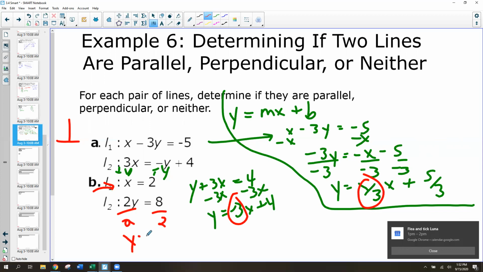And y equals 8. So if I divide the y equals 8 both sides by 2, what I see is it's really y equals 4. So what I have here is x equals 2. That is, all the y values are equal to 4 no matter what, and all the x values are equal to 2 no matter what y is.